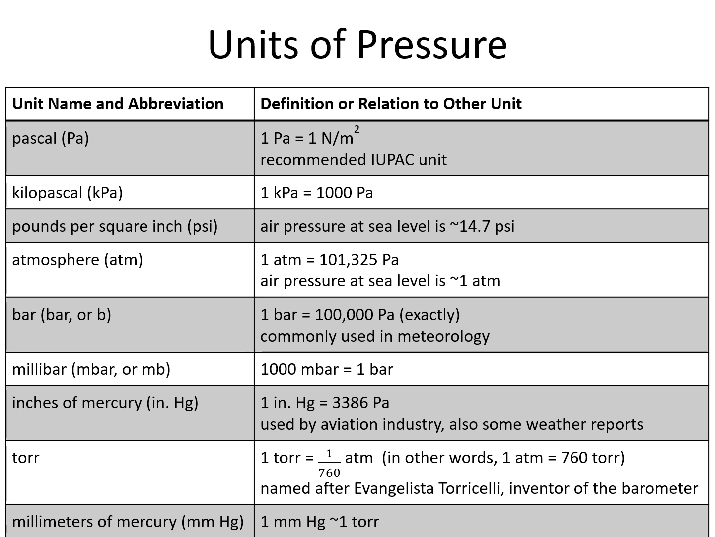Torr is equal to 1/760th of an atmosphere. In other words, 1 atmosphere is equal to 760 torr. This is going to be a very important and common conversion that we're going to use in this chapter. The torr is named after Torricelli, the inventor of the barometer. Our last unit of pressure is millimeters of mercury. 1 millimeter of mercury is approximately the same thing as 1 torr, so I'll be using them interchangeably.